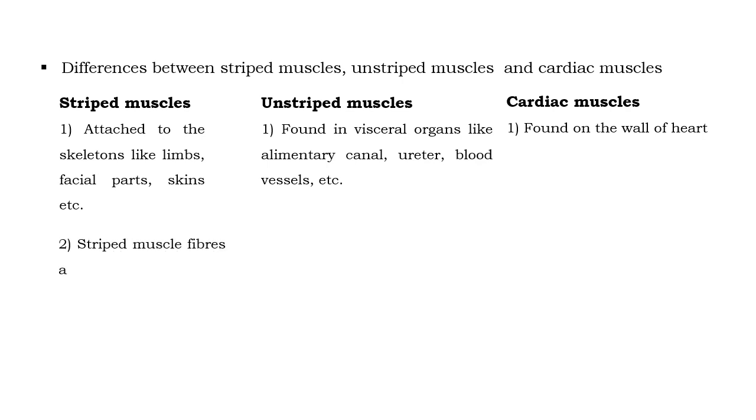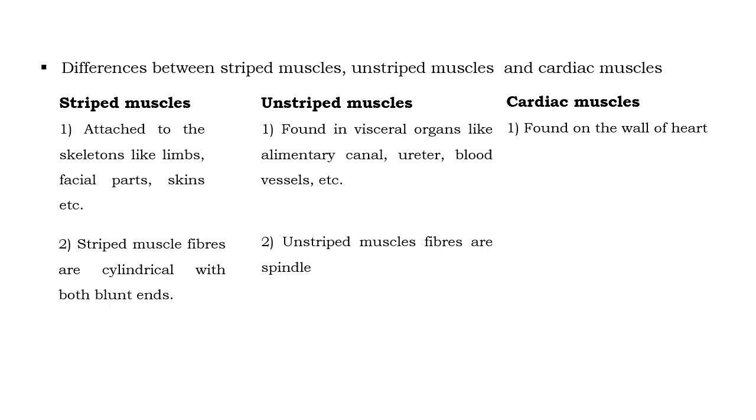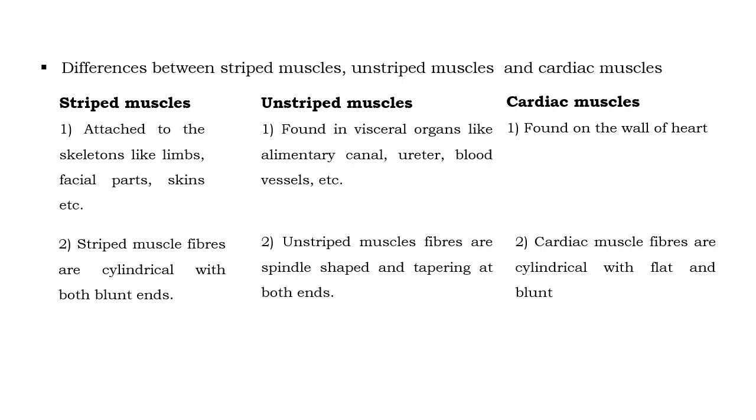Striped muscle fibers are cylindrical with both blunt ends. Unstriped muscle fibers are spindle-shaped and tapering at both ends. Cardiac muscle fibers are cylindrical with flat and blunt ends.